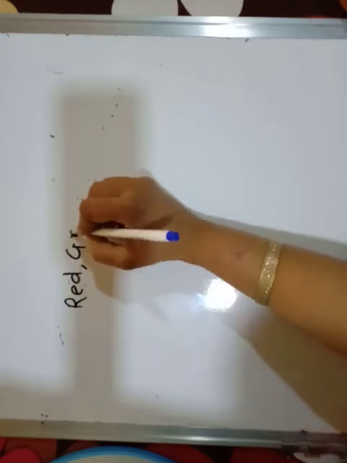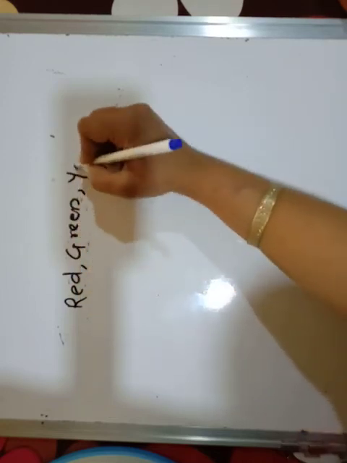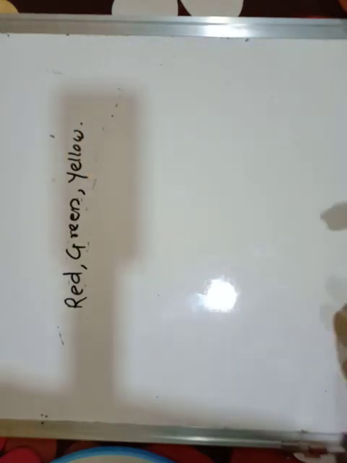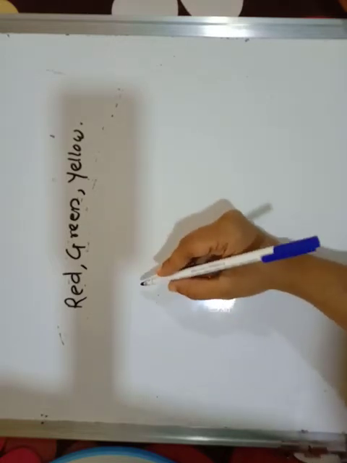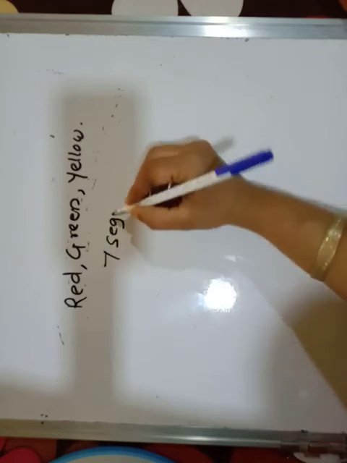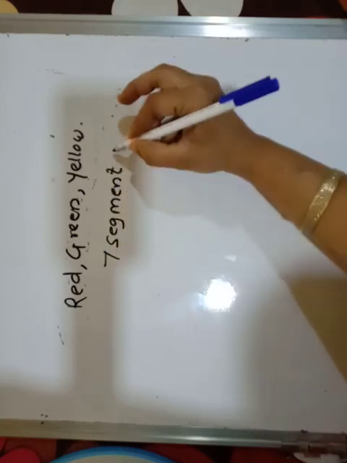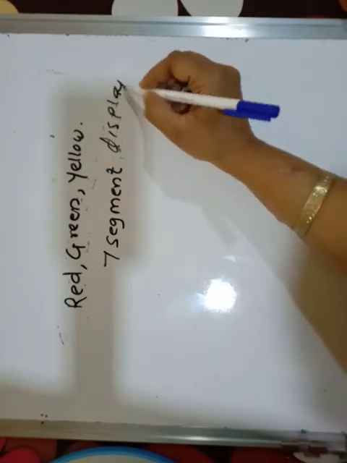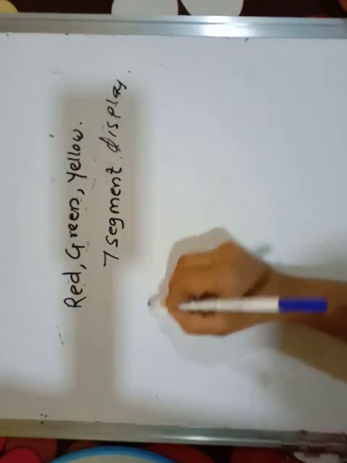Red, green and yellow. These are the 3 types of light emitting diode that are available. Okay, so where can we use this light emitting diode? We will use these LEDs in 7 segment displays. It is used in 7 segment display as a panel indicator.